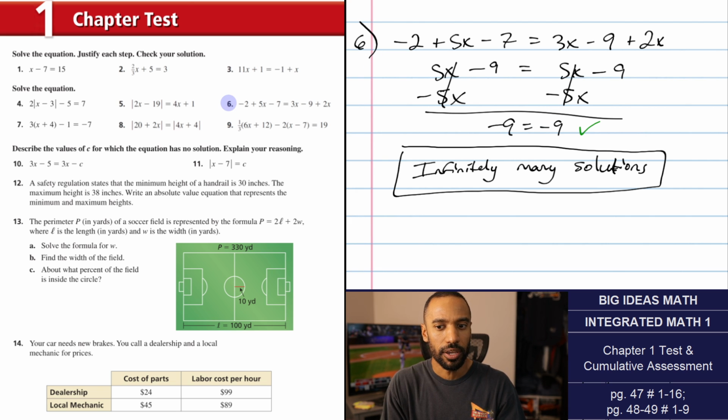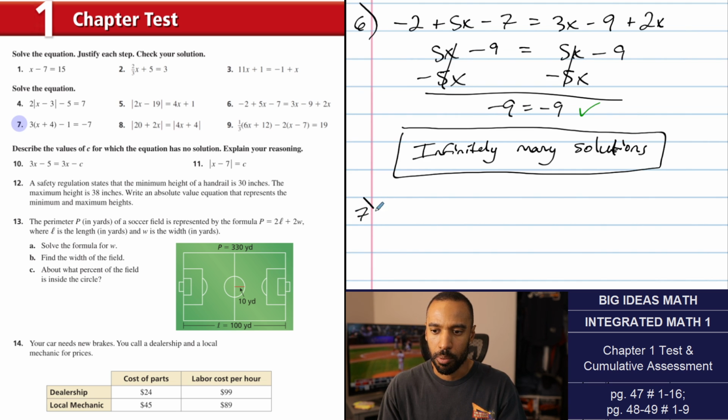We'll probably get a no solution case coming up at some point. We'll find out when. Doesn't appear to be here. Number 7 is just a different form of simplification.